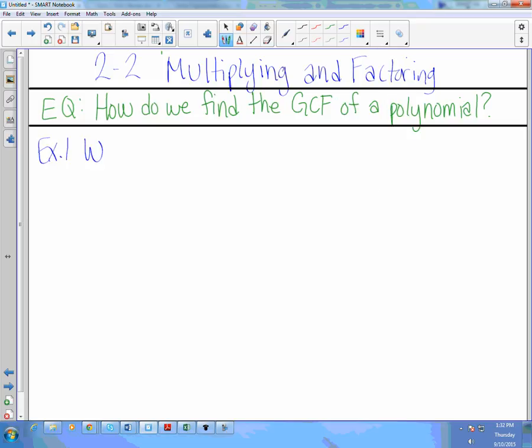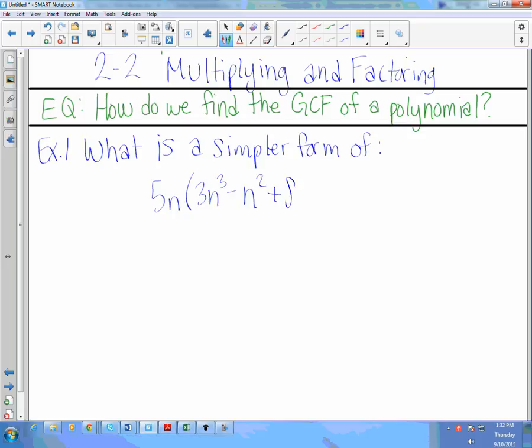Example 1. What is a simpler form of 5n times the trinomial 3n cubed minus n squared plus 8? Question mark. What is a simpler form? We've been simplifying a lot all year. Simplify all the time.